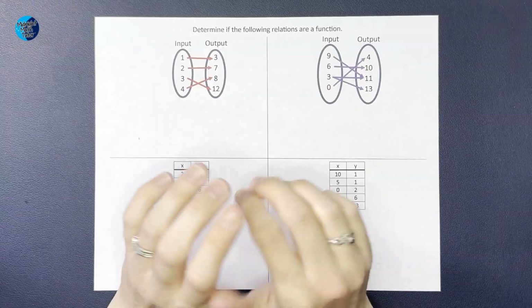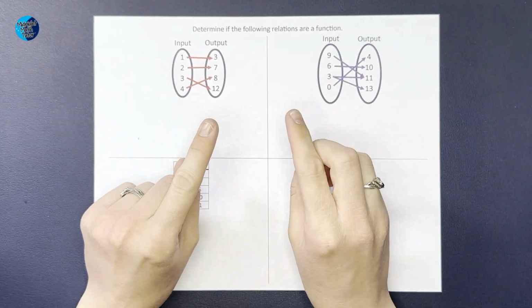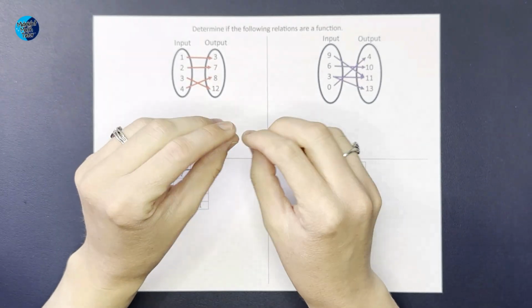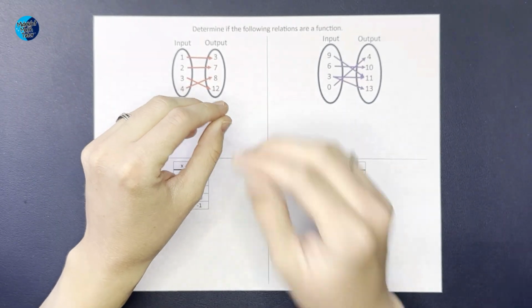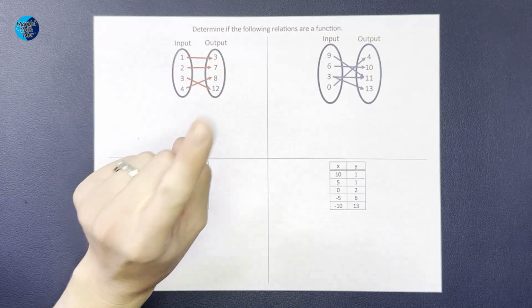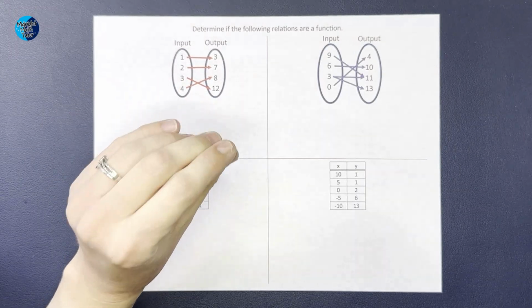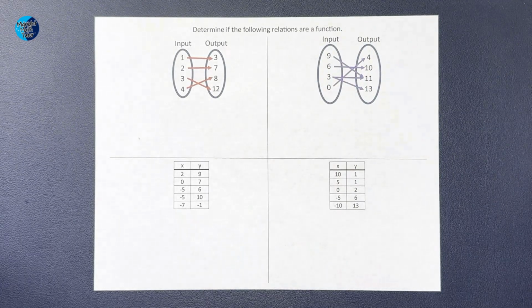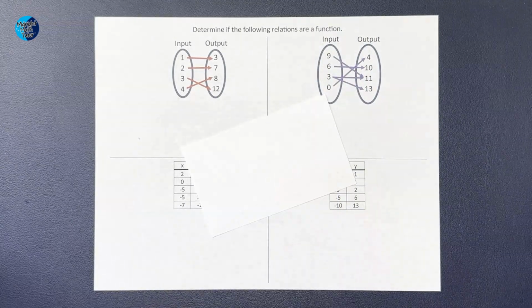A function is a special kind of relation. It's a special relationship between those numbers. So in order for a relation to be a function, there must be exactly one output for every input. Now don't sign off. We're going to talk about what that means. So if you're like, what the heck are you talking about, inputs and outputs?